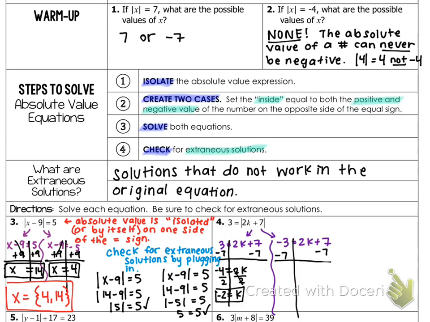That's one of ours. And then we're going to subtract 7 again from both sides. So we have negative 10 equals 2k, divide by 2, and then negative 5 equals k. Then we need to plug both of those back in to check.